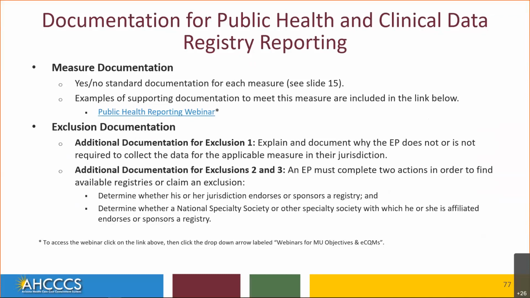For the exclusion documentation, you would have to submit the additional documentation for Exclusion 1, which would be to explain and document why the EP does not or is not required to collect the data for the applicable measure in their jurisdiction. The second additional documentation applies to Exclusions 2 and 3, which is an EP must complete 2 actions in order to find available registries to be able to claim the exclusion. So first, the EP must determine whether his or her jurisdiction endorses or sponsors the registry, and 2, determine whether a national specialty society or other specialty society with which he or she is affiliated endorses or sponsors the registry. And you'd want to document how you discovered that.